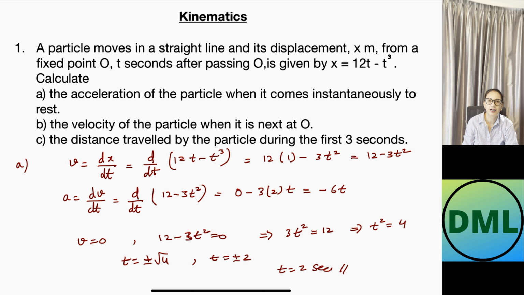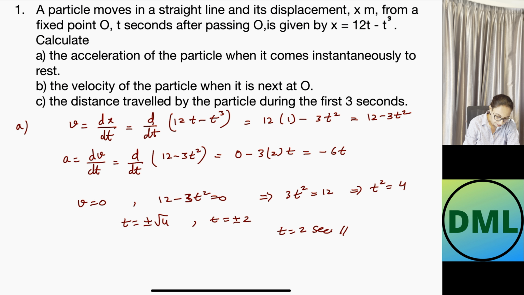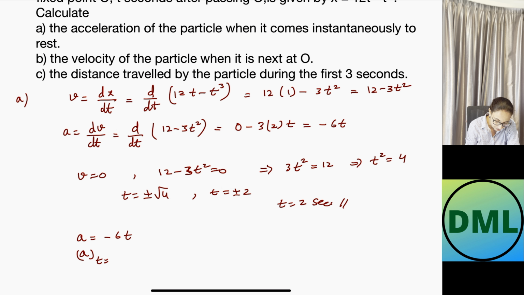At this time, I have to find out my acceleration. My acceleration is given as -6t. I need to calculate the acceleration at t = 2. That will be equal to -6 times 2, which equals -12 meters per second squared. That will be your acceleration for the first part. Let's see the second part here.